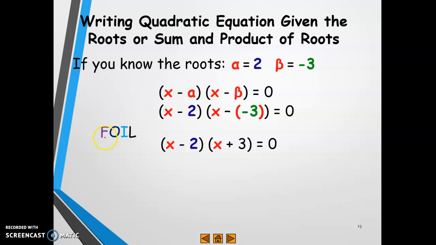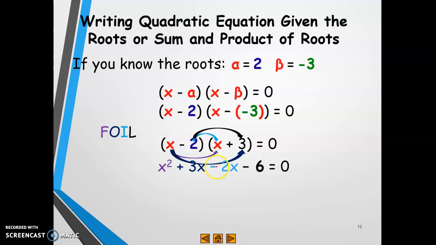The abbreviation, if you still remember, stands for first, outer, inner, and last terms. So you use the FOIL method in multiplying and expressing this quadratic equation in standard form. We have first, x times x, then outer, x times 3, inner, -2 times x, and last, -2 times +3. So x times x is x squared, x times 3 is +3x, -2 times x is -2x, then -2 times 3 is -6, equal to 0.